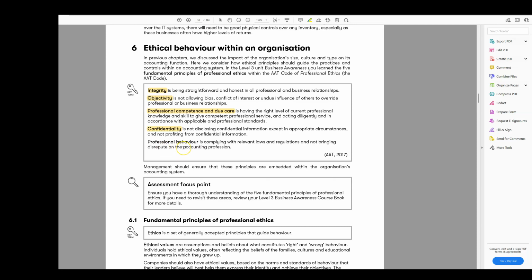Professional behavior. Professional behavior is all about behaving professionally, with respect for law and regulation. We should comply with all the regulations where we are running our business, and we should not bring dispute into the accounting profession, because if we do something wrong, it will not only damage my personal reputation, it will also damage my institutional reputation as well. For example, if a person is an accountant and is involved with something wrong, people will not only say his name, they will also say he is an accountant, so it will damage his professional reputation as well.